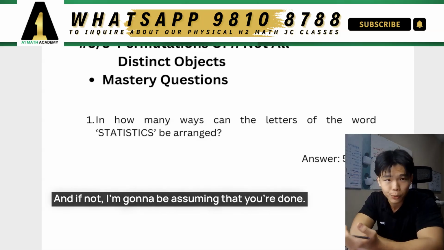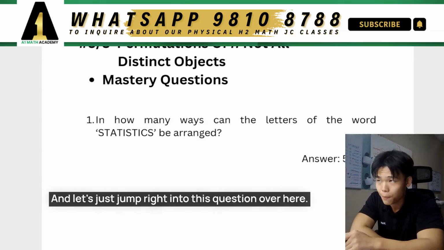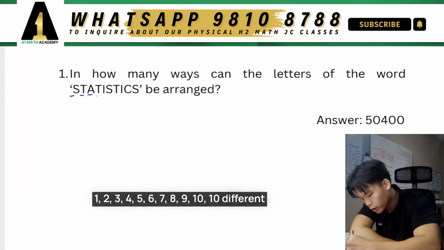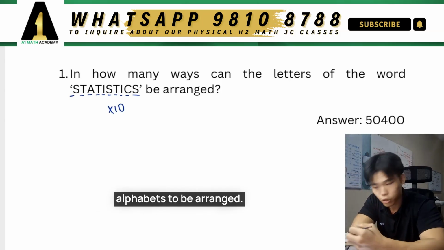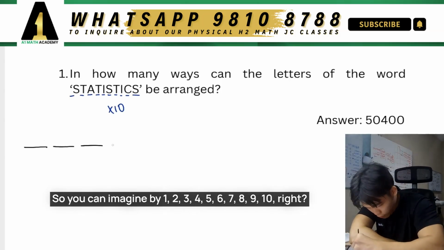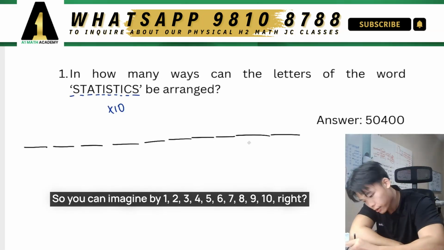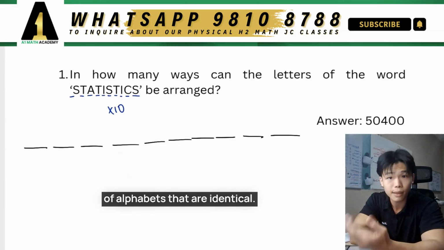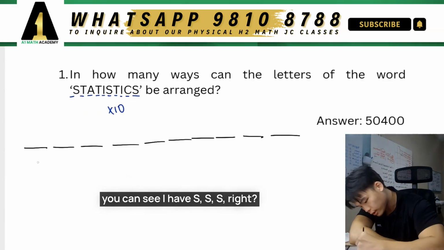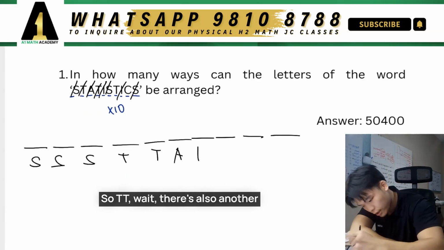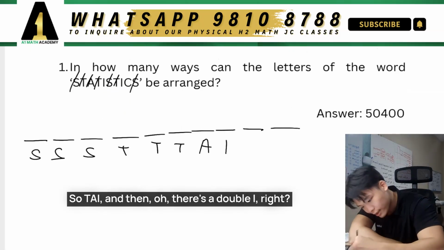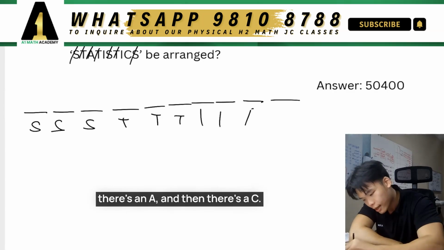If not, I'm going to assume that you're done, and let's jump right into this question. We want to find the number of ways that we can arrange all these alphabets. 1, 2, 3, 4, 5, 6, 7, 8, 9, 10: 10 different alphabets to be arranged. But the thing is that we have a couple of alphabets that are identical. For instance, we have the S, and there are 3 T's. Then there's A, and a double I, and then there's a C.